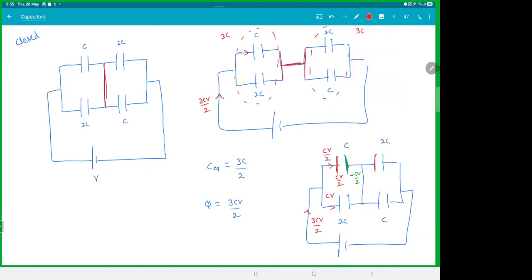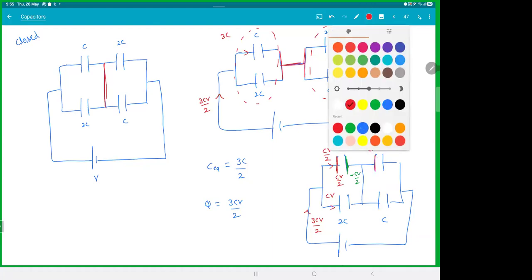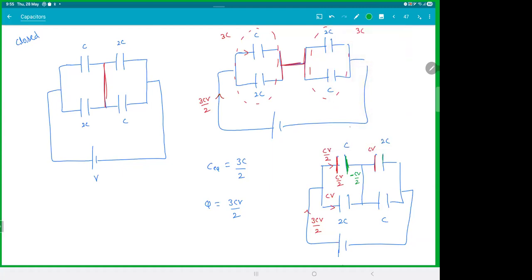Similarly, this guy will get charge CV and this guy will get minus CV. The charge will again flip. Is that making sense? Because now this is 2C and this is 2C, isn't it? So here you will get CV by 2. Here you will get CV. From here 3CV by 2 will go back. This guy will go CV and this guy will be CV by 2. It will flip.